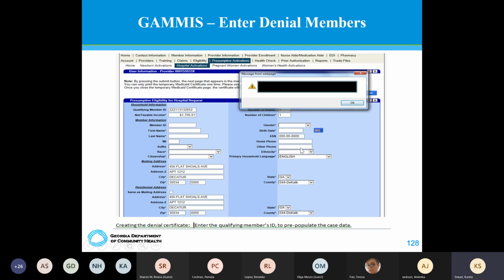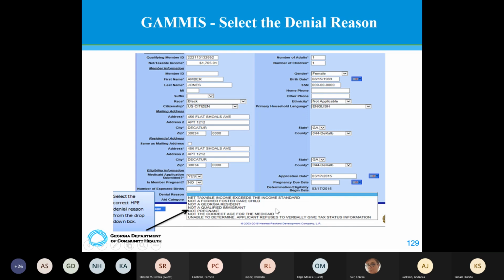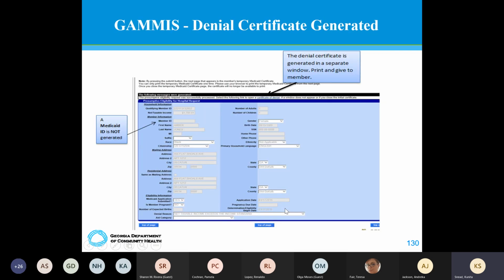Here's the denial members. So you're going to put all their information in here for the denial people. And this is where you're going to pick the reason why they were denied. And remember, you do the denial people last. Once you have entered their information in and picked the denial reason, you're going to hit submit. And then they too can be generated a certificate of denial.